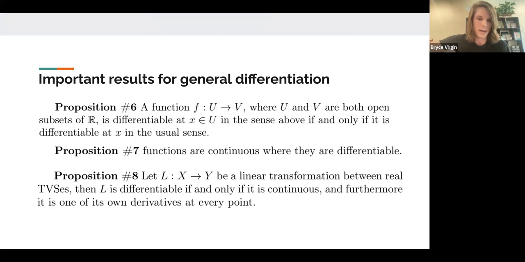All right, and then next, another sanity check. A linear transformation between topological vector spaces is differentiable if and only if it is continuous. So what it means to be a differentiable linear transformation is the same as what it means to be a continuous linear transformation. And moreover, this linear function is approximated by itself at every single point.